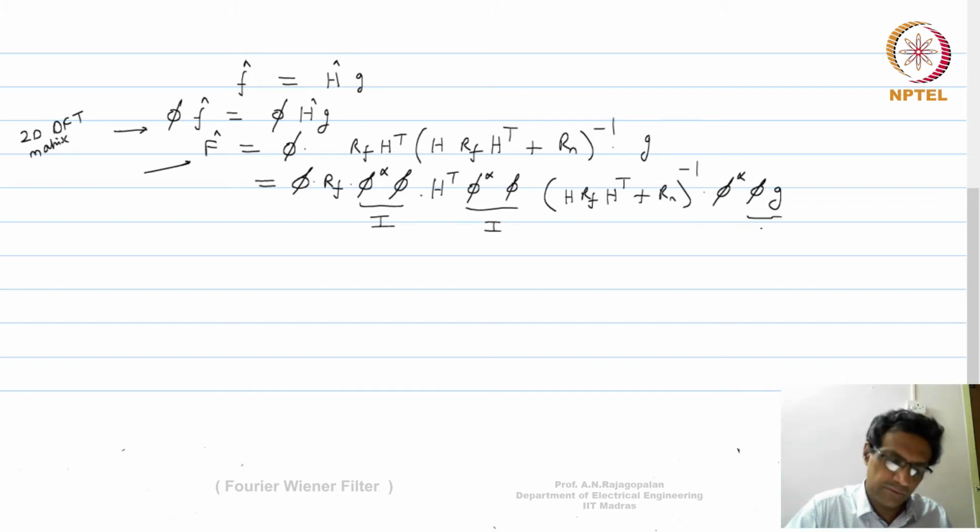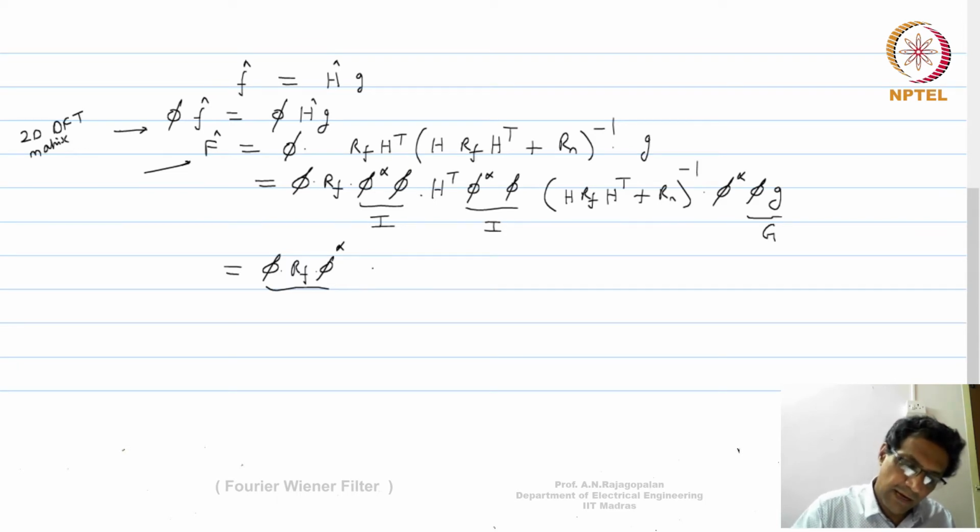Now phi G will of course take you to the Fourier domain, right? So this will be G. This takes you to the Fourier domain of G. Now we would like to club things, so phi RF phi star. We know we'll diagonalize RF because RF is doubly block circulant, therefore it will be diagonalized by the 2D DFT matrix. Then we decouple this and take phi onto H transpose.